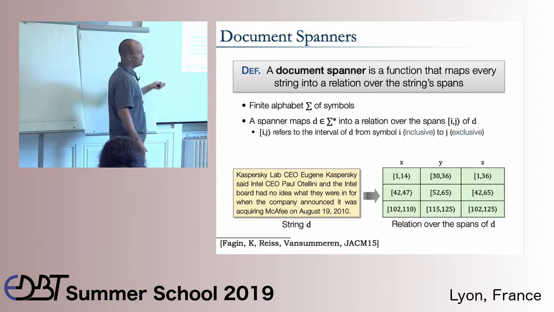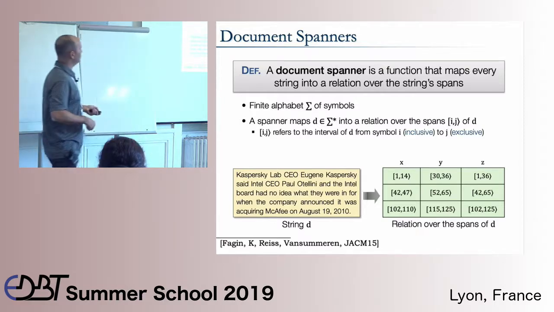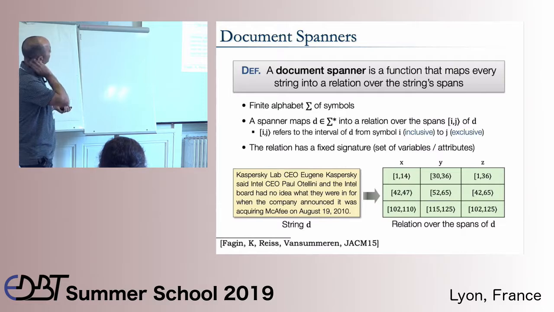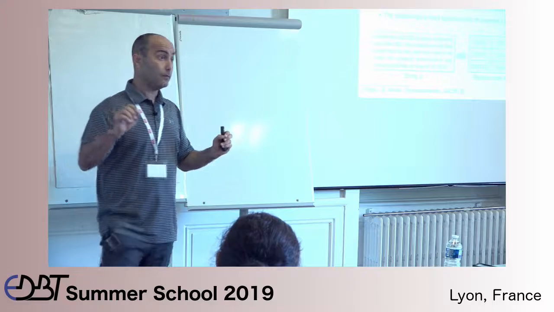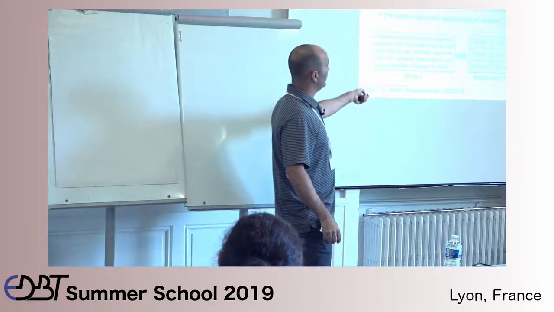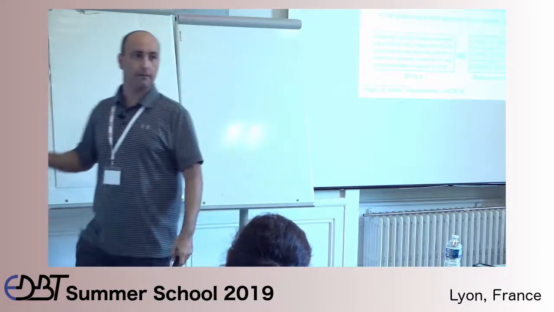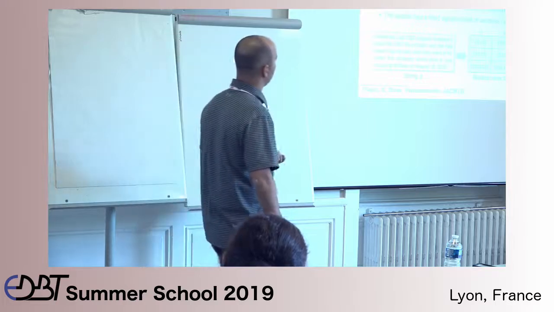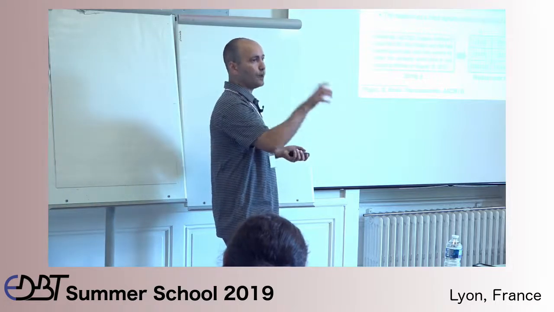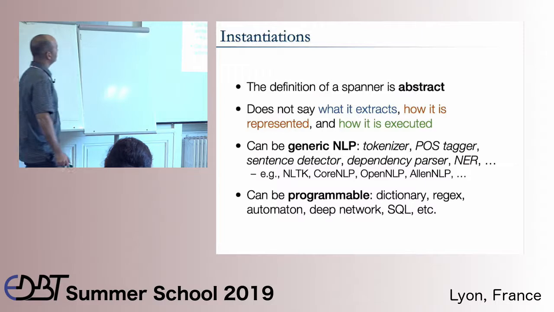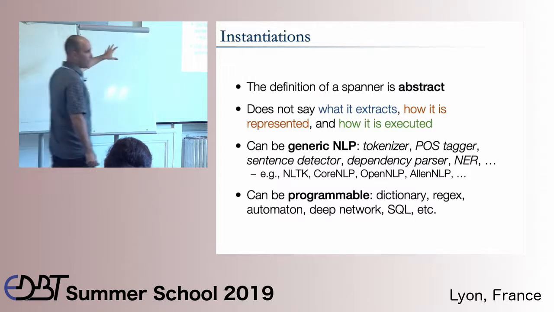And as I said previously, the span is written as i, j, the beginning and end indices. Also, the spanner has a predefined schema. It has a set of attributes. And every document is mapped to a relation over this predefined set of attributes, like married, or person name, or married person 1, person 2. Okay, so the definition is abstract.